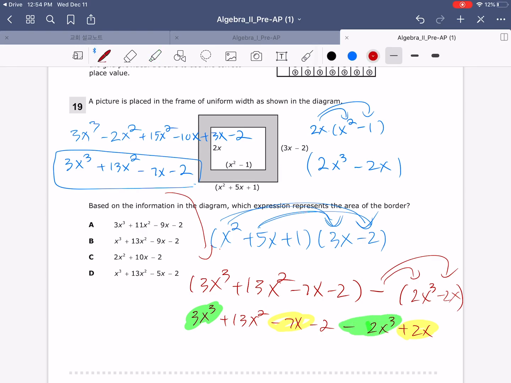3x cubed minus 2x cubed is x cubed, plus 13x squared. Negative 7x plus 2x is going to be minus 5x, and we have a minus 2 here. So our answer is going to be D here.